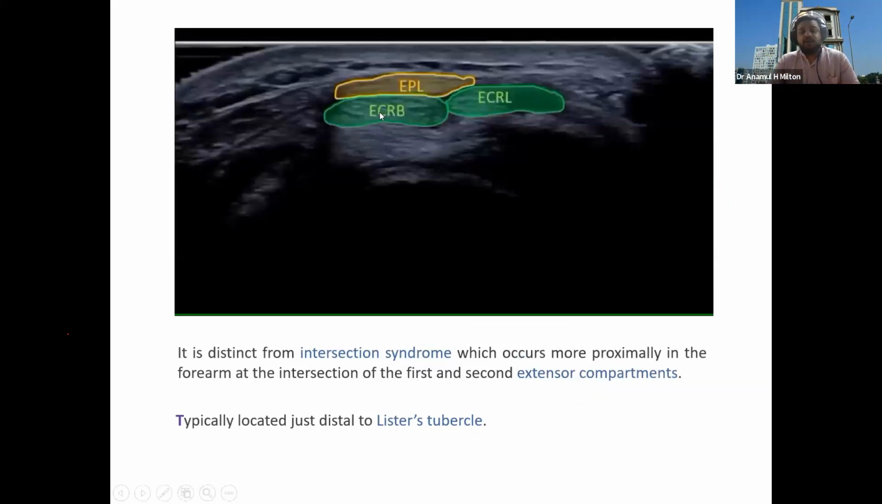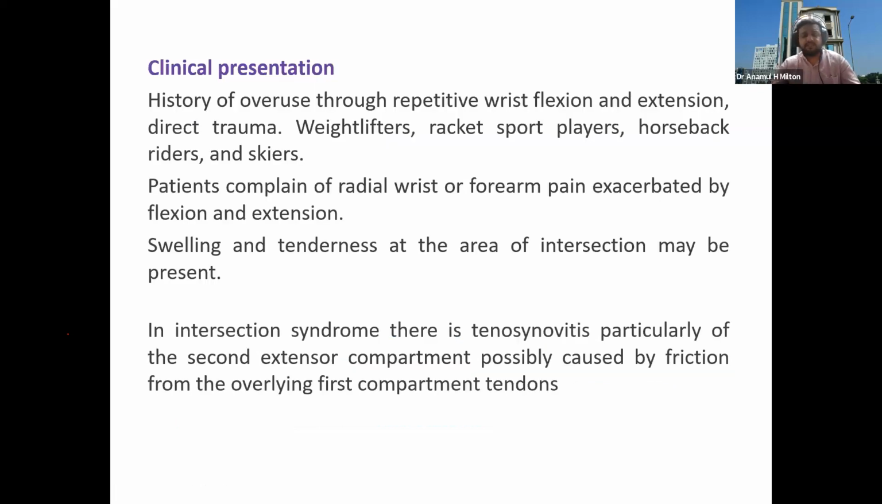So under this tendon, that is the second compartment, the extensor carpi radialis brevis and extensor carpi radialis longus, and above there is the third compartment, the extensor pollicis longus. Okay, so the clinical presentation is almost the same, only the location is different, otherwise the clinical symptoms are almost the same.